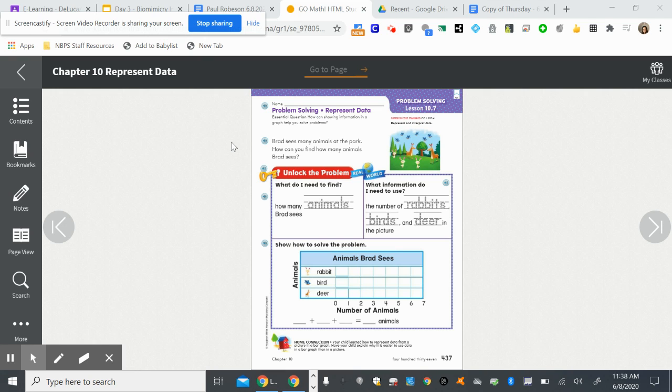Hello, boys and girls. Today in math, we're going to be doing word problems to represent data. So we're going to be reading a word problem, adding the data, and then trying to find out information. There's a picture over here that we're going to need to use, and there's words.